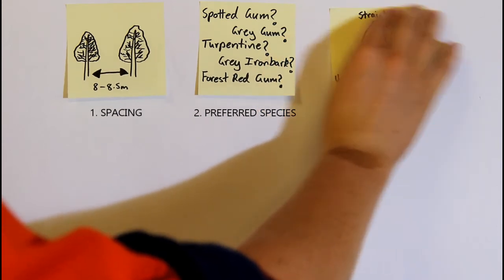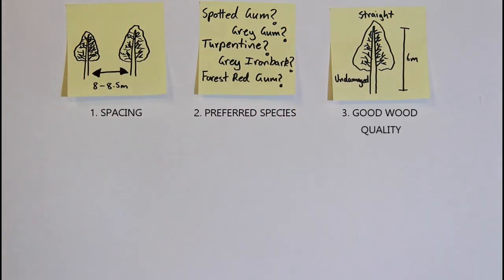Quality trees have a straight log length greater than 6 metres and limited defects. It is a good idea to look at the hardwood sawlog classification guidelines to help you determine what wood products you can get from a standing tree.